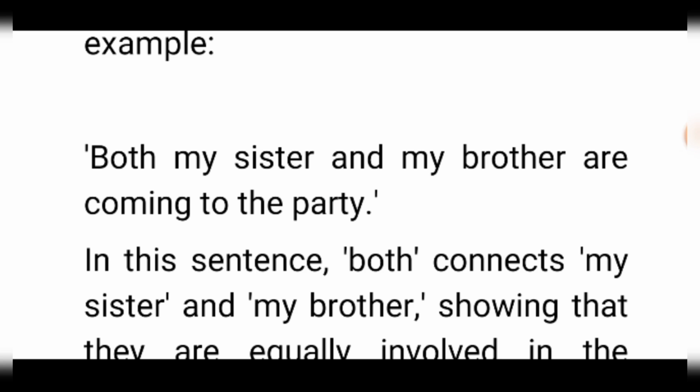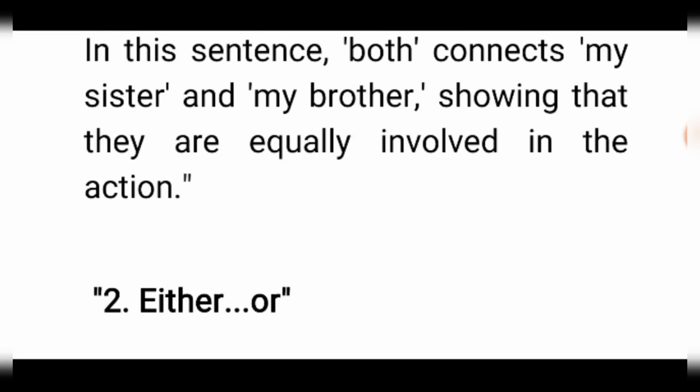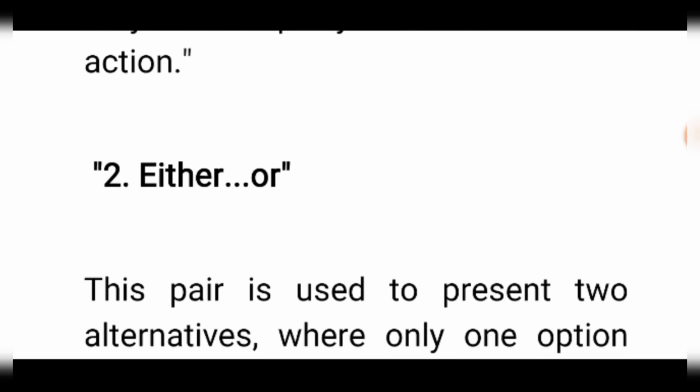My sister is coming to the party. My brother is coming to the party. Now, this correlative conjunction makes the sentence concise and it gives a proper meaning to the sentence. In this sentence, both connects my sister and my brother, showing that they are equally involved in the action. Both are coming and this is their action.